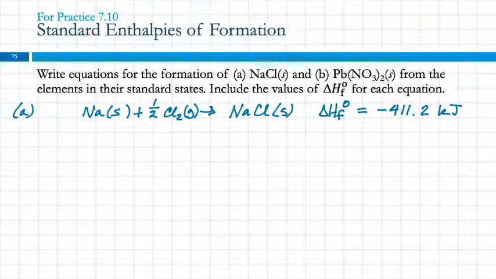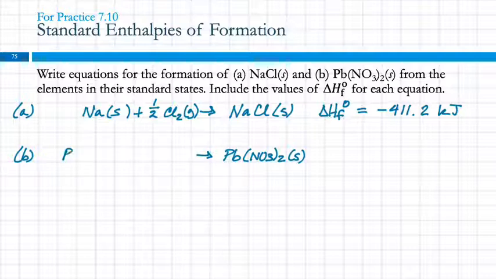Any questions? Let's do lead 2 nitrate. So the product is Pb(NO3)2 solid, because this is what they told us to do. So what are the elements present in that compound? Lead and nitrogen and oxygen, right? Never leave enough space.